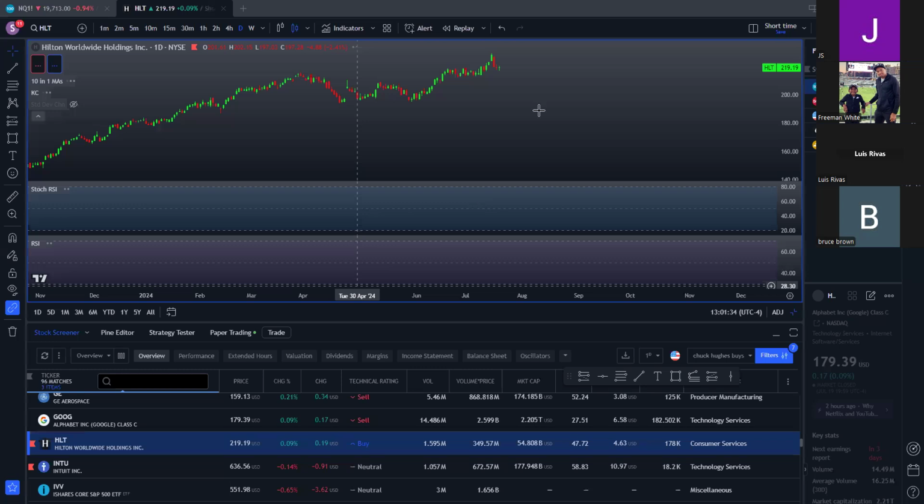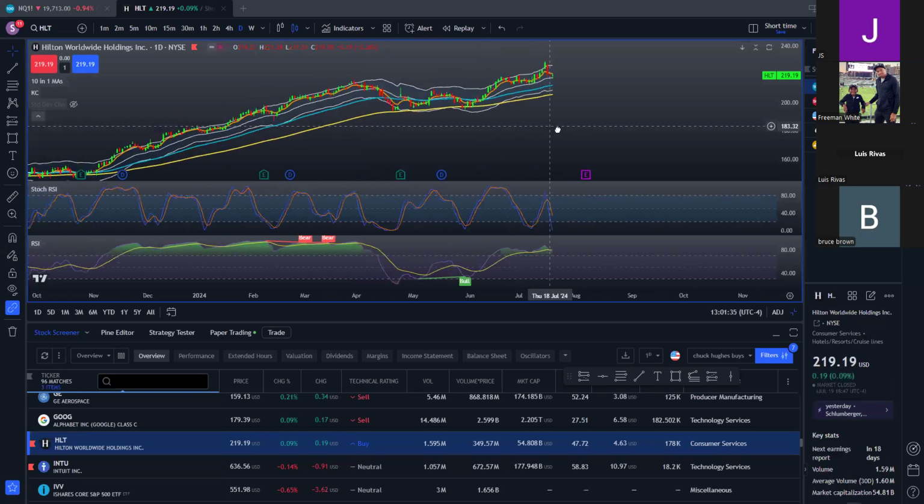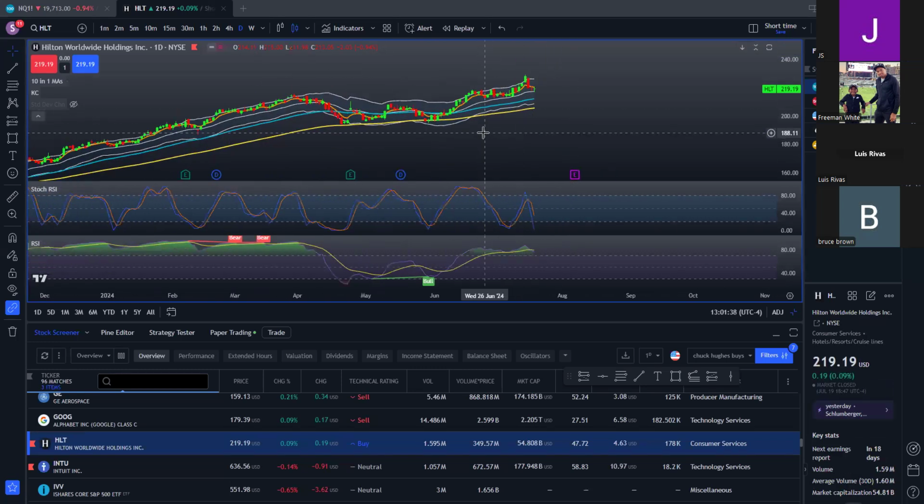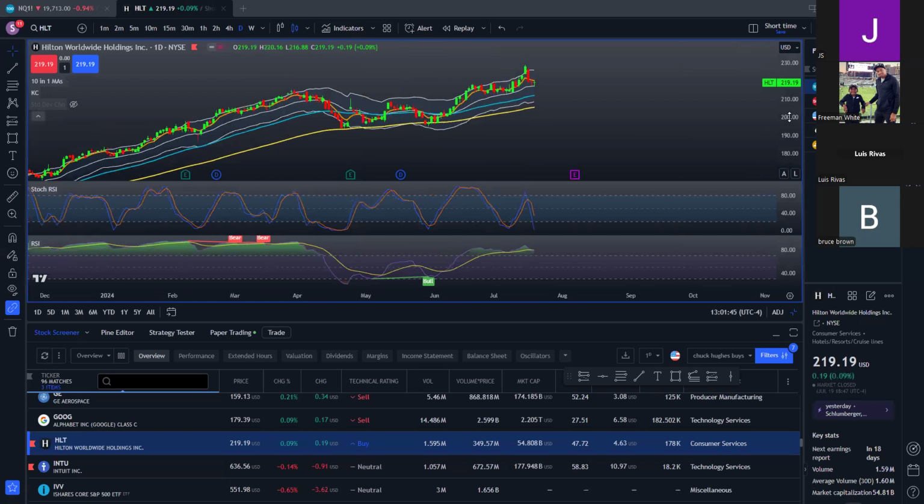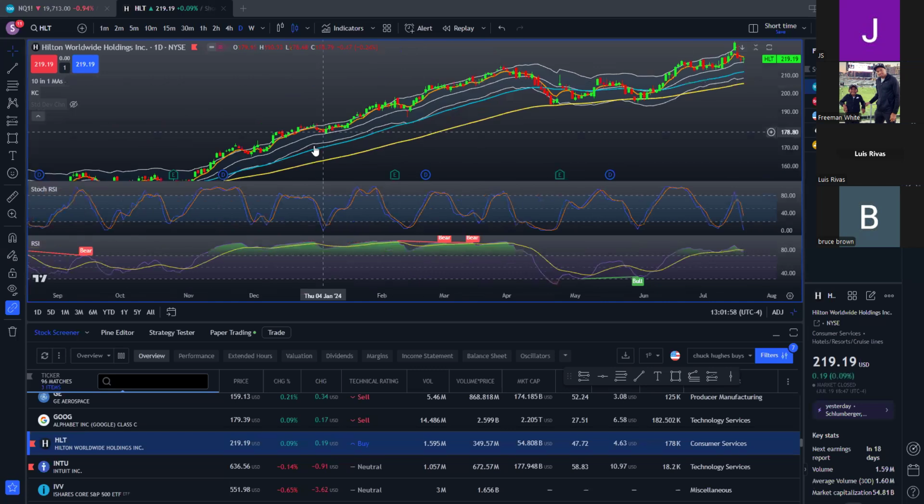Let's look at Hilton. I'm just now looking back at these, and these are good spread plays and good options plays. Stochastic oversold, 50 above the 100, boom. So 50 above the 100, stochastic oversold, boom, boom, boom. This in itself is a strategy, y'all.